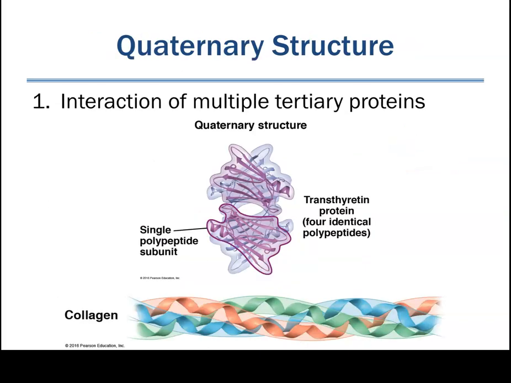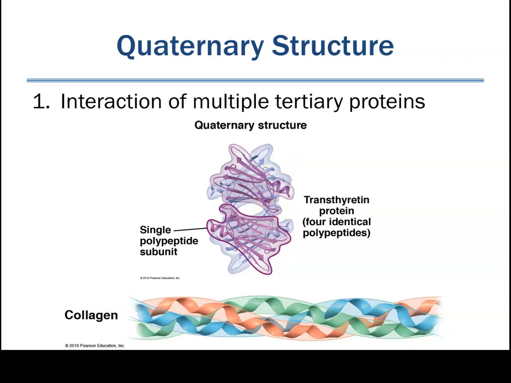All proteins have primary, secondary, and tertiary structure, all of them. Some of them have an additional level of structure called quaternary structure. So there's an example here. Here's still our transthyretin protein. This is made up of 4 tertiary structures put together. So we've got 2 here and then 2 on the back side.